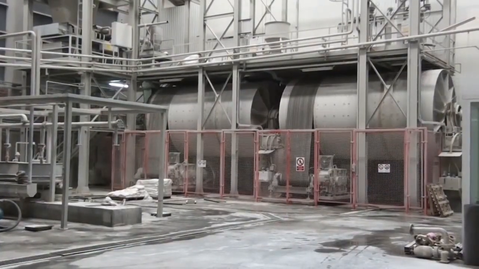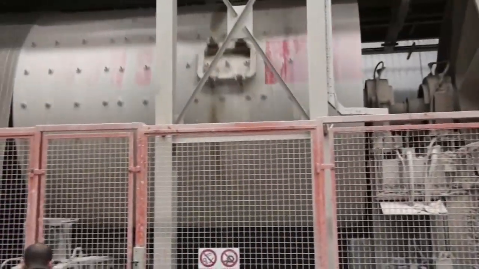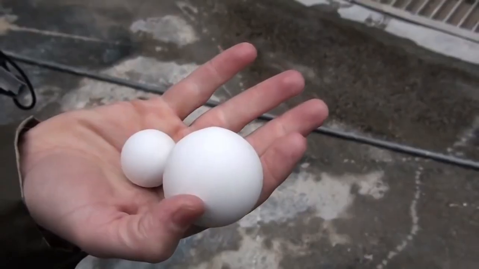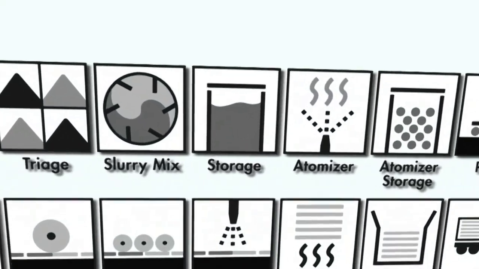The mixture is then fed into a series of mixing tanks with water and ceramic pellets to form a liquid material called slurry. The slurry is then transferred to large underground storage tanks, then fed into an atomizer.